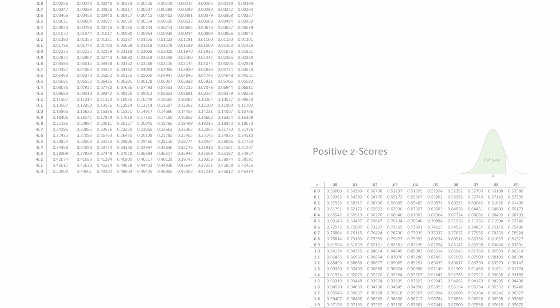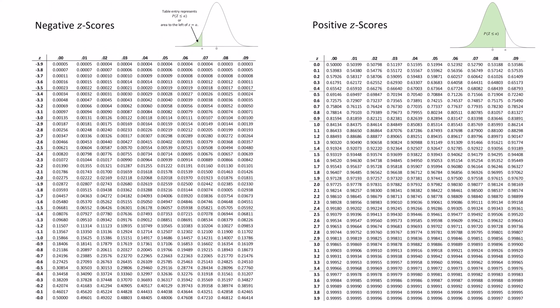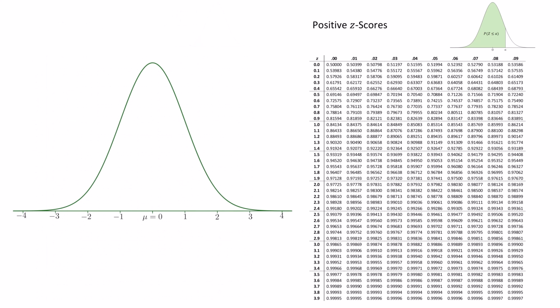Now we're going to learn how to find areas under the standard normal distribution using the z-table. Here's the table we're going to use in this video. Notice that the table has a section for negative z-scores and one for positive z-scores. Let's take a look at the standard normal distribution and focus on the positive z-score section of the table. The same idea will apply to the negative section of the table.